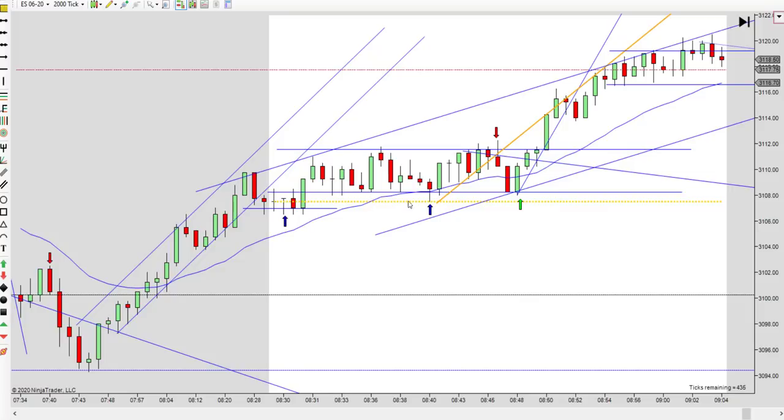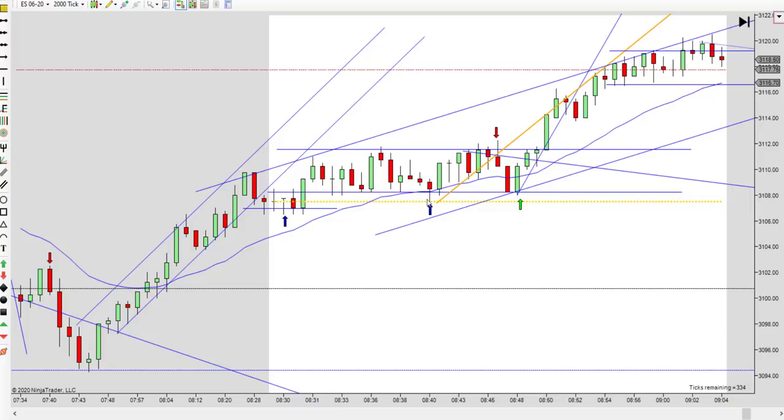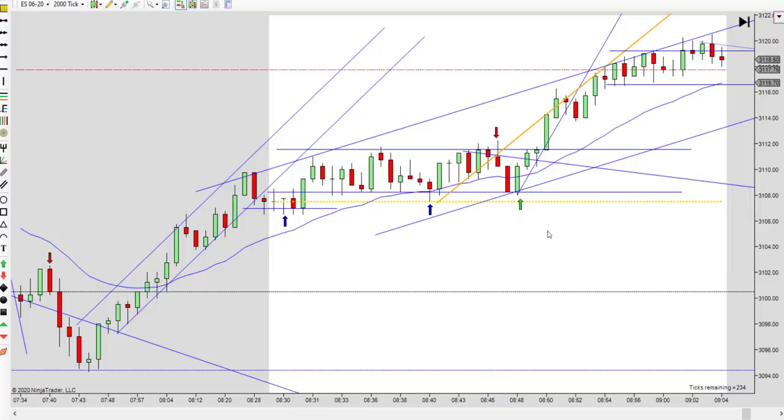We tested it once, we tested it twice. So that's really a third test. And we broke a little lower, so we probably trapped some people. So if we break higher, then we're probably at least going to the other side. And that's what we do.